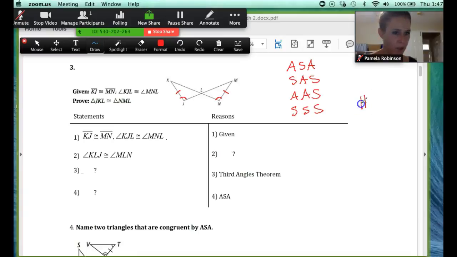actually only works if you have a right angle, so we call that the hypotenuse leg, because you have to have a hypotenuse and a leg to prove congruence, and the angle has to be a right angle. It can't be any angle. Okay, so here's our ways.